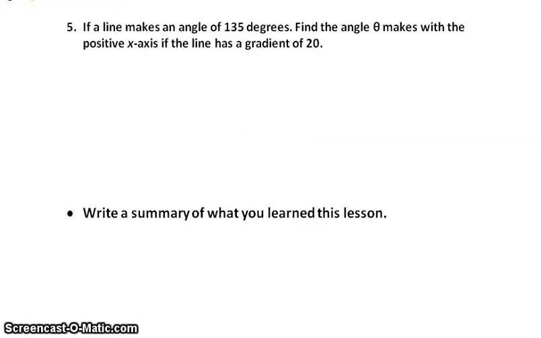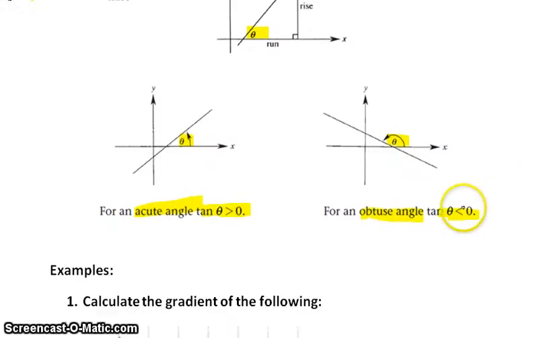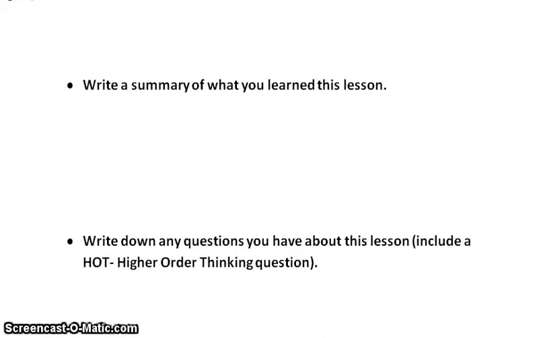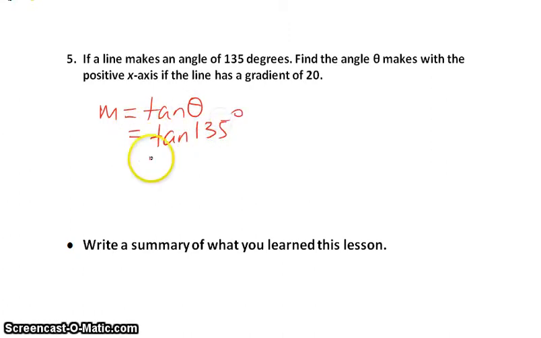And question 5, this time it's an obtuse angle, which tells me if I go back up here to my definitions, for obtuse angles, tan theta will be less than 0. So in here I'm going to have m equals tan theta, and I know what theta is here. It's 135 degrees. Again, you've got to type that into your calculator. Oh, so sorry, this is a bit of a different question. So let me just go back. I didn't read the question properly. Always important to read the question properly.